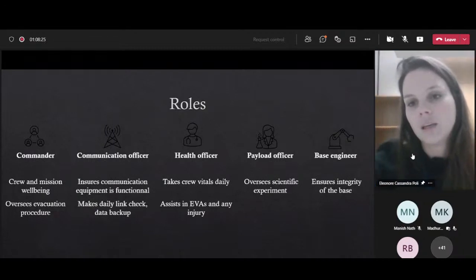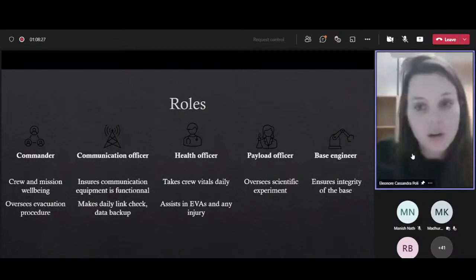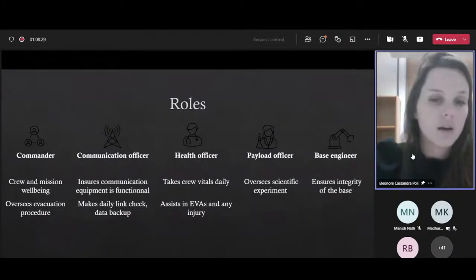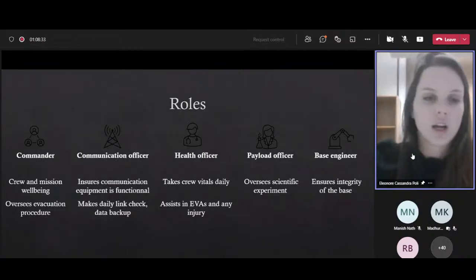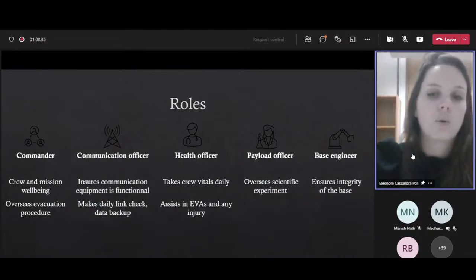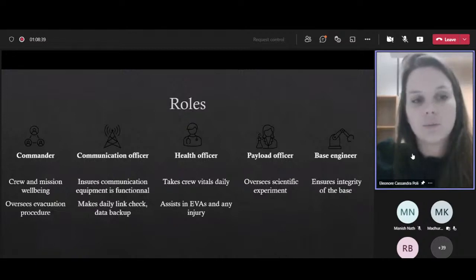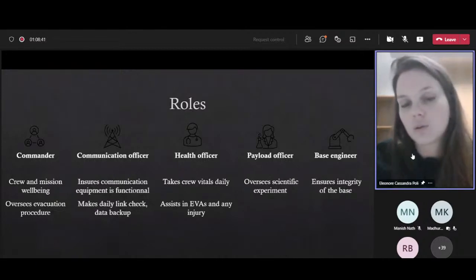And then lastly, a base engineer. They're there to ensure the integrity of the base. So if there are problems, for example an earthquake, something like this, they would check the base, or check that any system, like the life support system, is working, and report to the commander and the mission control center.